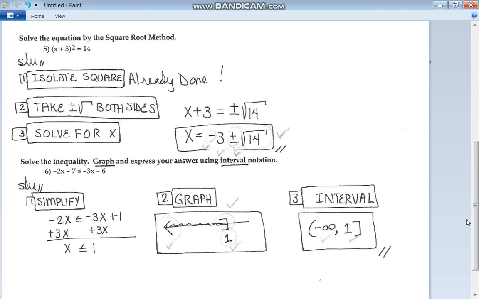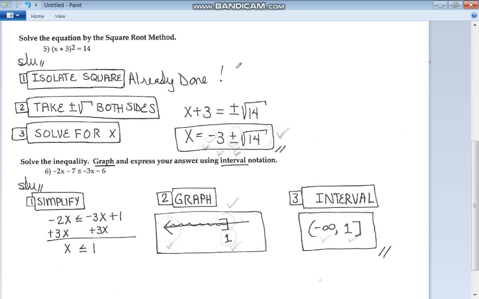The square root property is where you just take plus or minus the square root of both sides. Okay, so we have parenthesis for number 5. We have x plus 3 squared equals 14. Step 1 in solving this equation using the square root property is to isolate the base part that's being squared. So we have parenthesis x plus 3 squared, and on the other side of the equal sign we have 14. We didn't have to move anything over.